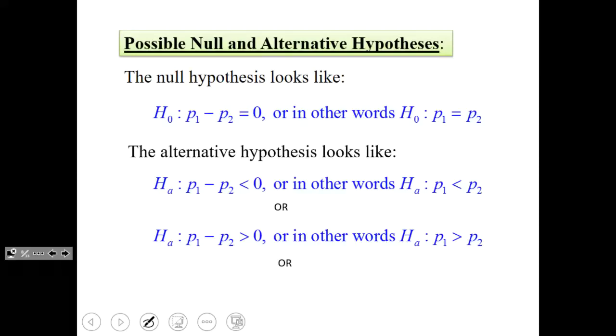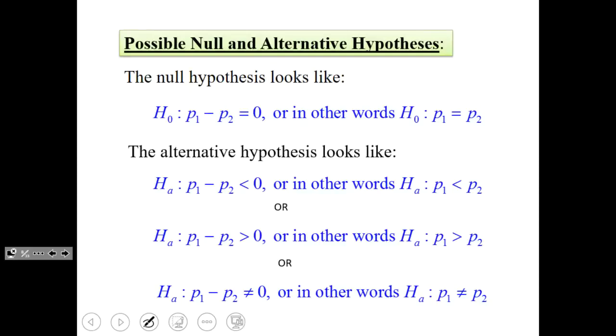But we still have another thing we could be doing. We could just be looking into the possibility that they're different from each other. And that might be as far as we go. So we're just going to say P1 minus P2 is not 0. We don't know what it is. We're not making a claim what it is, but it's different. There is a change between proportion 1 and proportion 2.